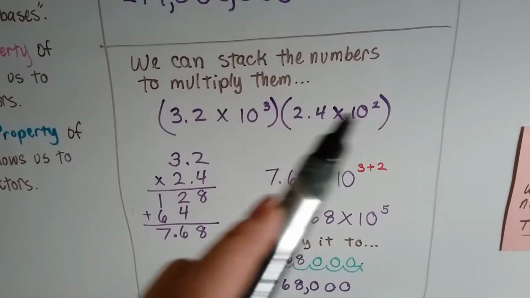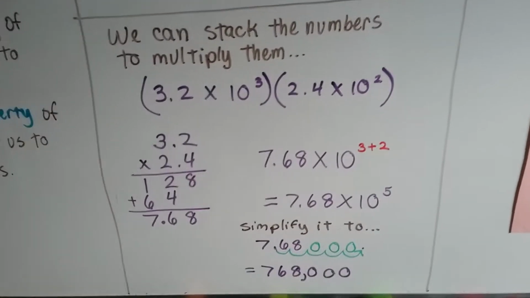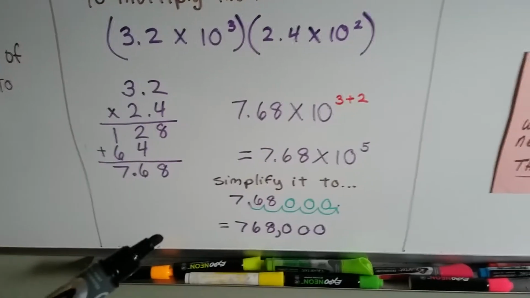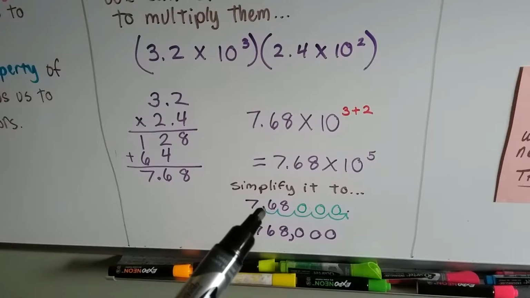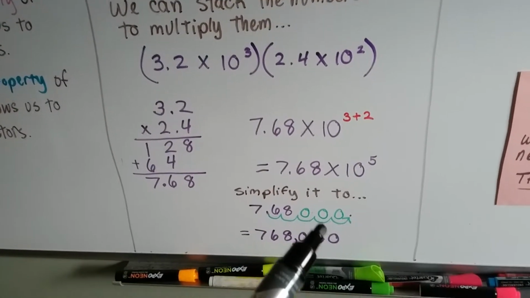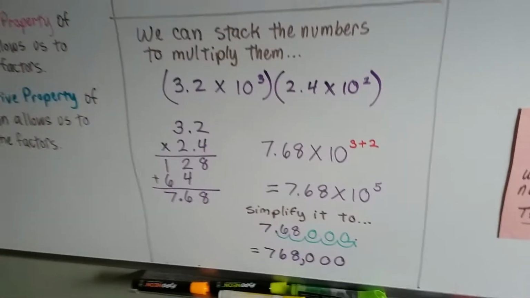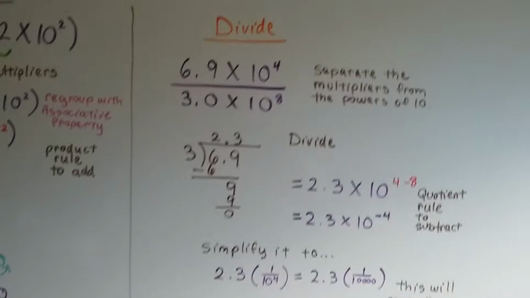We add the exponents, 3 plus 2, and get a 5. So we've got 7.68 times 10 to the 5th power. And we can simplify it by moving our decimal point 5 spots, because it's an exponent of 5. 1, 2, 3, 4, 5. It's 768,000. See?